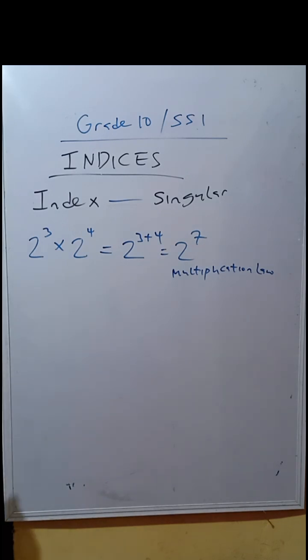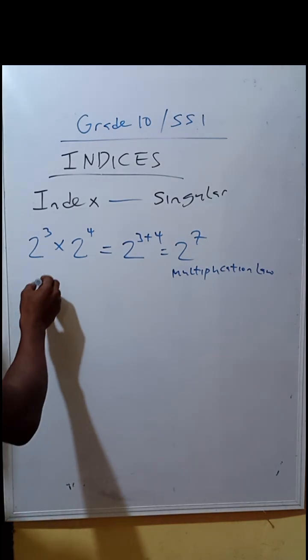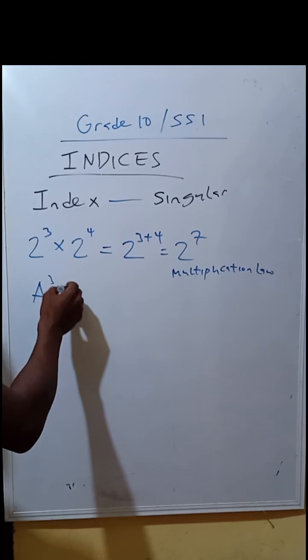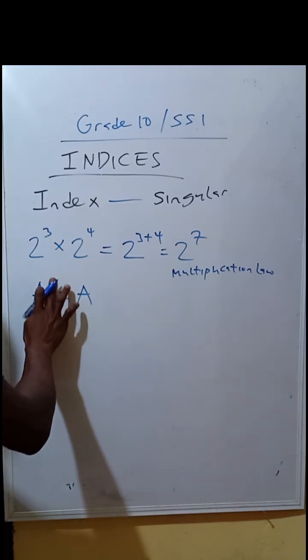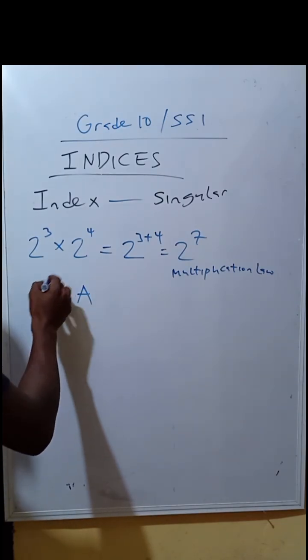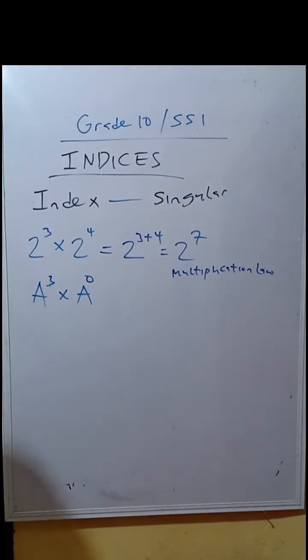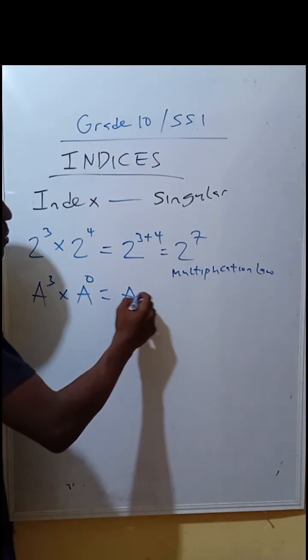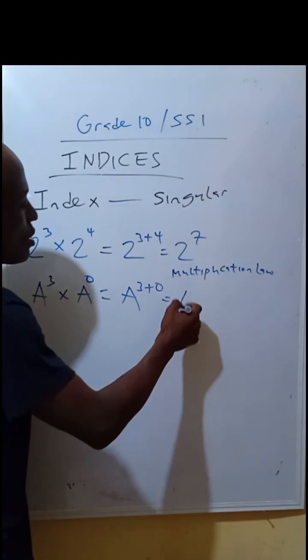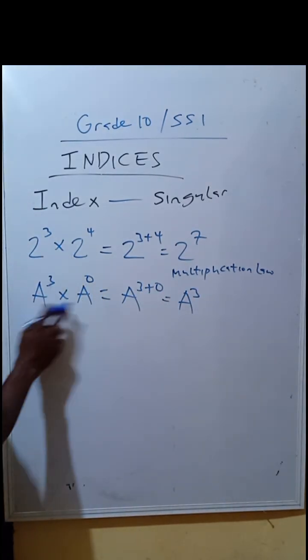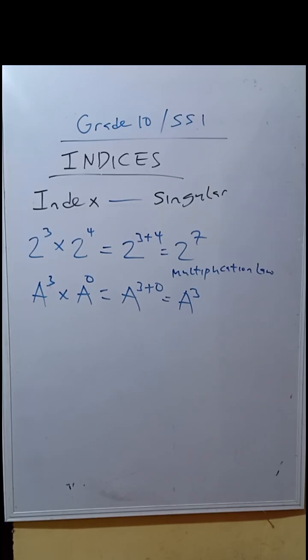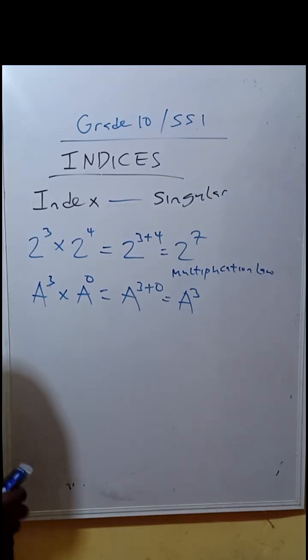So let's take another. It could even be a letter. It can be a raised to power 3 times a raised to power 0. So this will be a raised to power 3 plus 0, which is a raised to power 3. The same base, different power, add the power. That's the multiplication law.